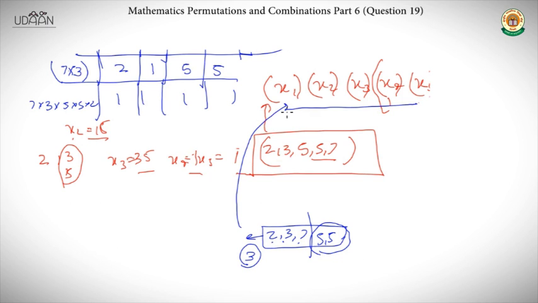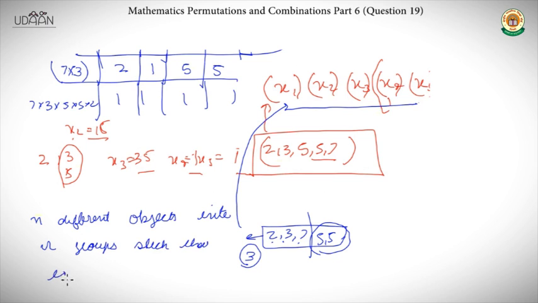So now we are considering the n different objects case. What is the n different objects case? It is basically when we have to divide n different objects into R groups such that each group gets 0 or more objects. Then the formula comes out to be n raised to the power r.